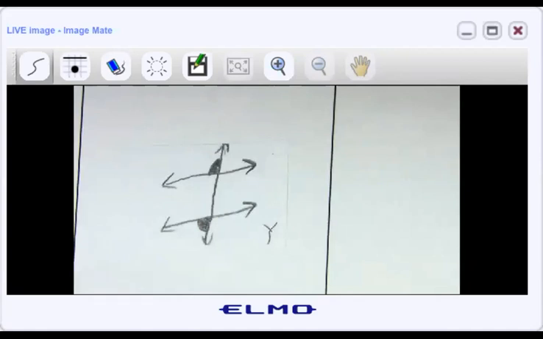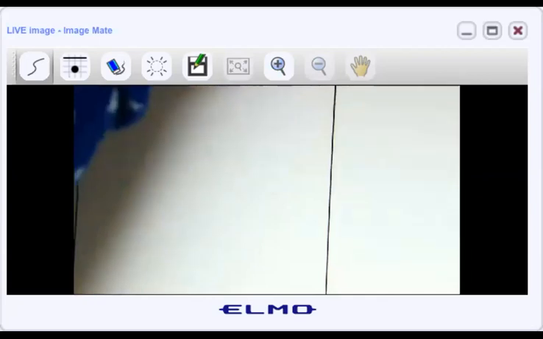Let's see who gets this one. Lily, you get this one. Same side exterior is correct. They're both on the same side of that transversal, and they're both on the outside of those other two lines. Good. Same side exterior.